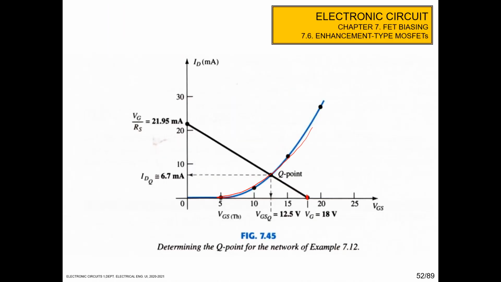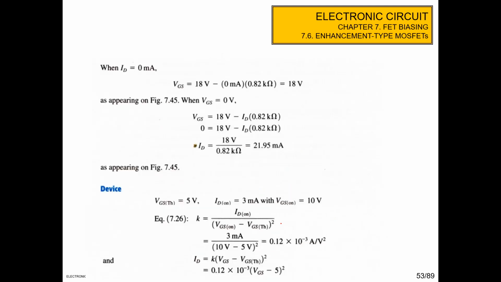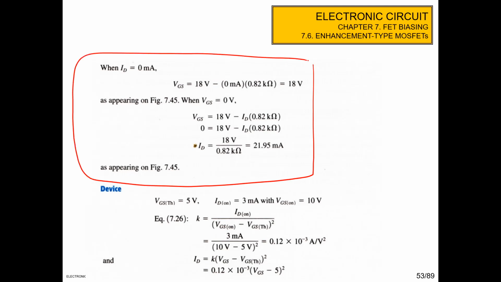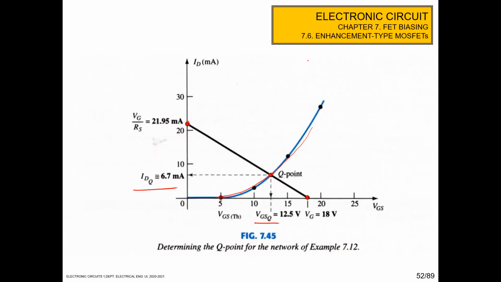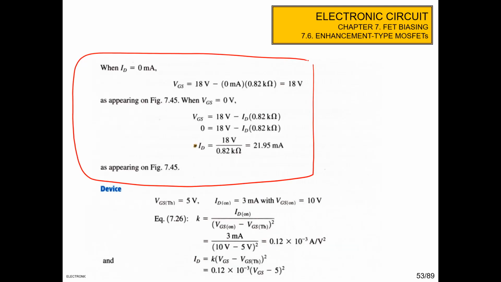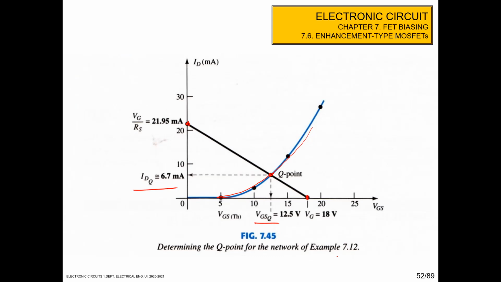Here VG is equal to 18 and ID is equal to 21.95. So the intersection here is the key point. So the ID key is 6.7 milliampere and VGS key is 12.45 volts. Okay, this is how to define the network analysis, how to define the black curve like this one, and then this is how to determine the blue line.